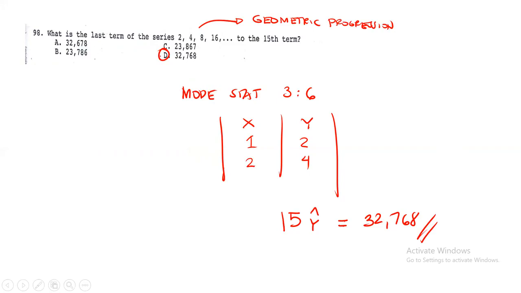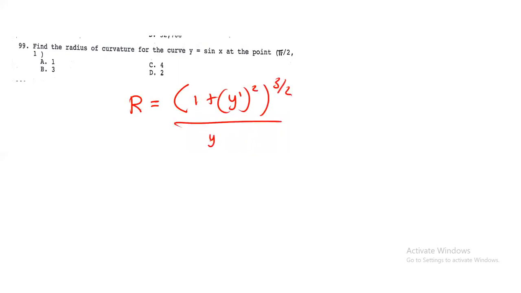So next, 99. We're close to the end. Find the radius of curvature for the curve y equals sine x at the point pi over 2 and 1. To get the radius of curvature, the formula is 1 plus y prime squared raised to 3 halves over y double prime. This is from differential calculus.